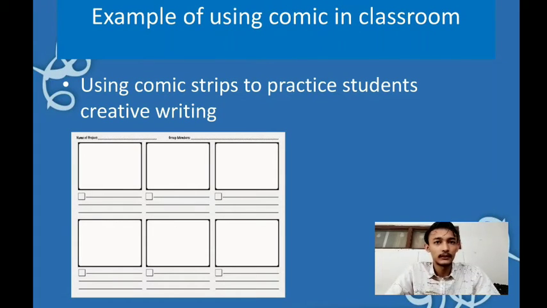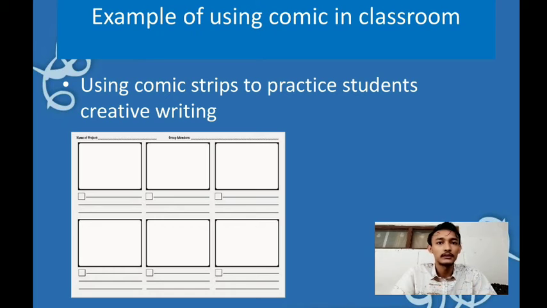And last is using comic strips to practice students' creative writing. Before students make comic strips, they have to write a storyline about the comic story that will be made. These activities introduce students to the world of creative writing and the pleasure of using their imagination more fully.